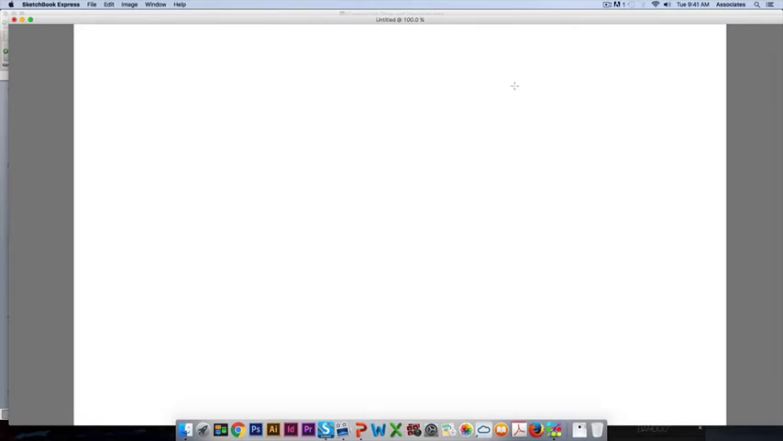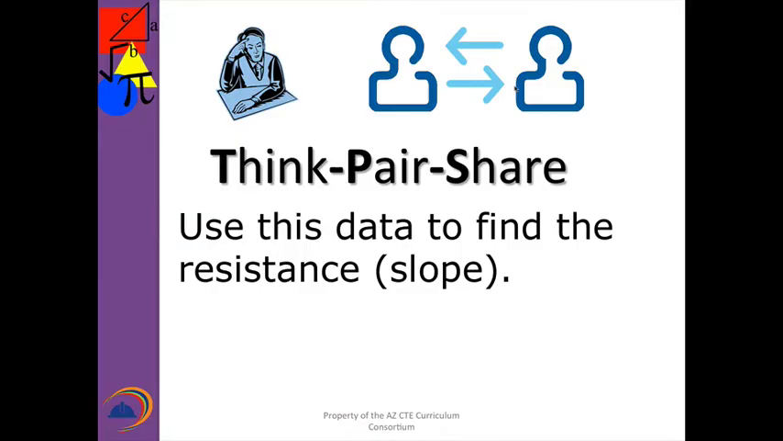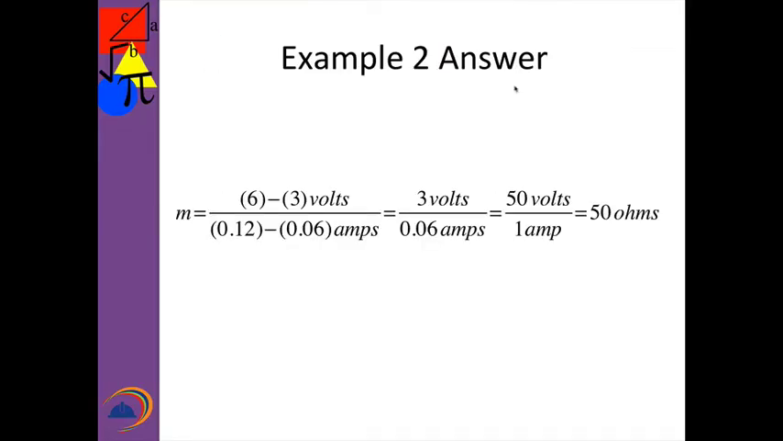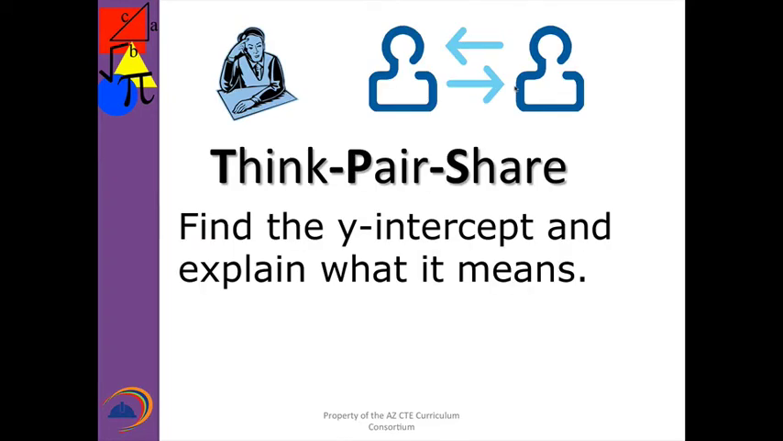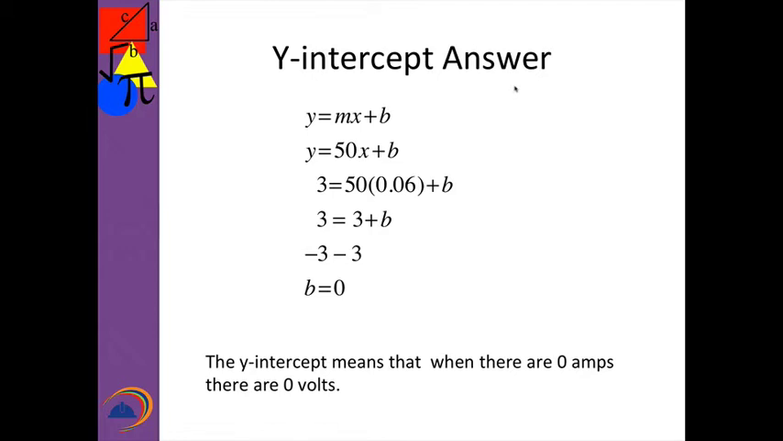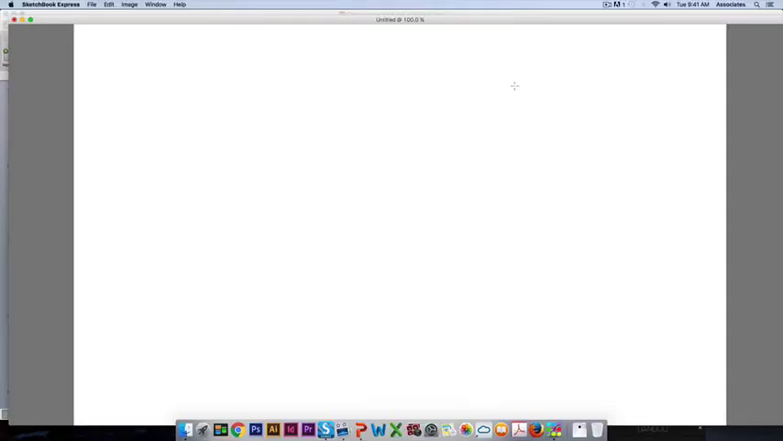Welcome back. Let's go to our PowerPoint. And now, what does it mean? What does the y-intercept mean? Here's how we find the y-intercept. Let's go to my slate and see what we can do. The first thing I do is remember that the formula of the line is y equals mx plus b. I just found that the slope or the resistance was 50 ohms. So I'm going to put 50 in place of m.